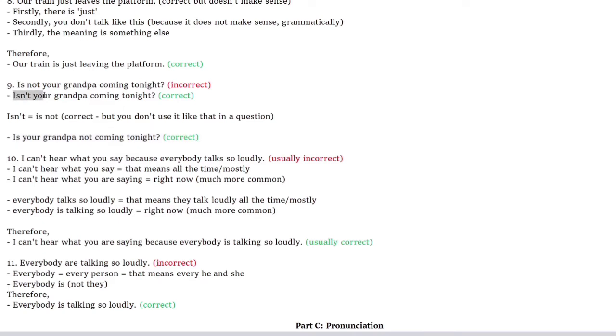Or you can just say, isn't your grandpa coming tonight? But if you want to separate is and not, you put is here and not over there. Not is negation, so you're negating the sentence or the question.